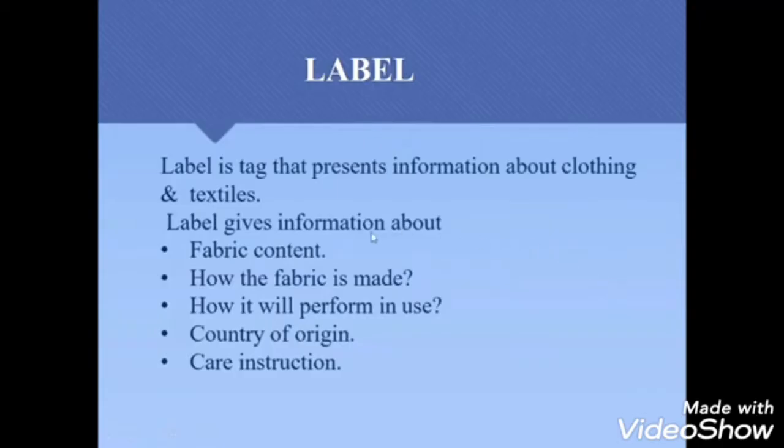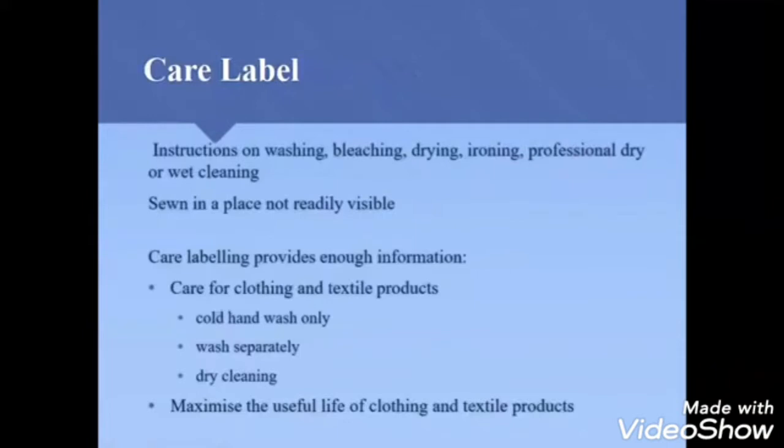Label give information about the fabric content, how the fabric is made, how it will perform in use. It also indicates the country of origin and care instruction. This presentation focuses on care instructions. Care labels are permanent labels or tags containing care information and instructions. Care label provide instructions on washing, bleaching, drying, ironing, and dry cleaning. They are sewn in place and are not readily visible. Care labeling provides enough information about the care of clothing and textile products.